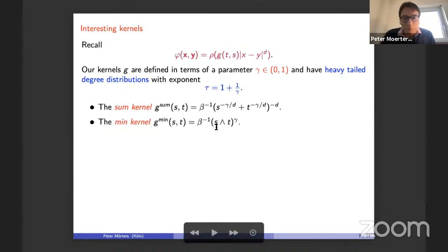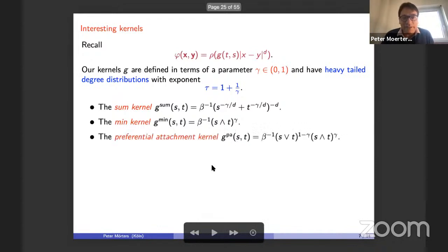We can also put in the min kernel, where we just take the minimum of S and T to the gamma divided by this beta. And the difference is, in the hard version of the model, we connect 2 points if the balls intersect. In the min kernel, we connect 2 points if the center of one ball lies in the other ball. That's a variant that's not very much different.